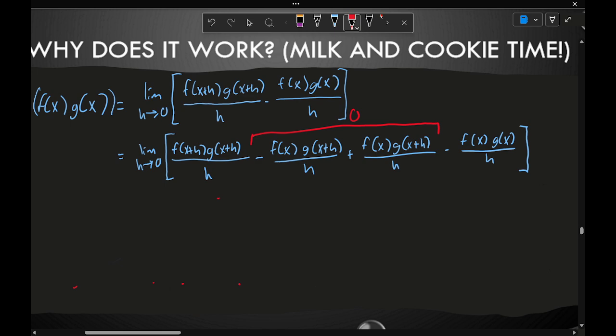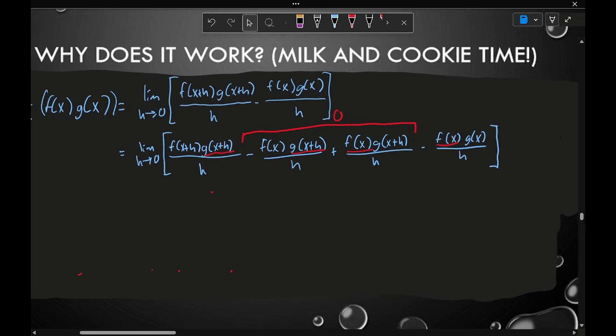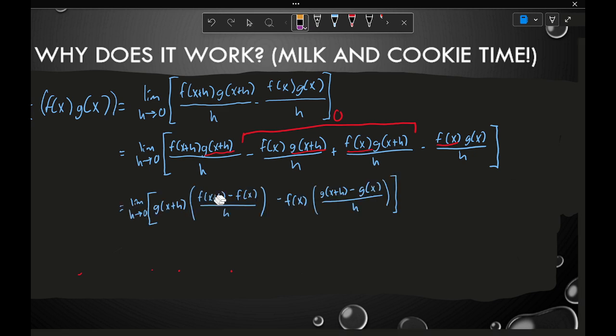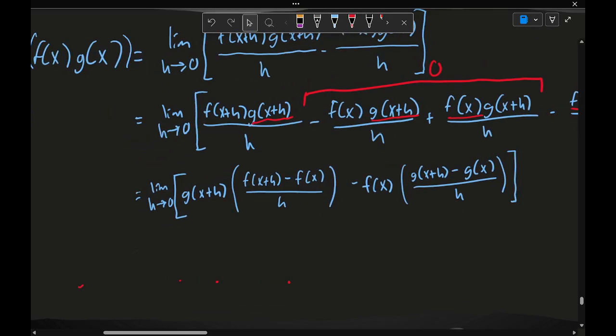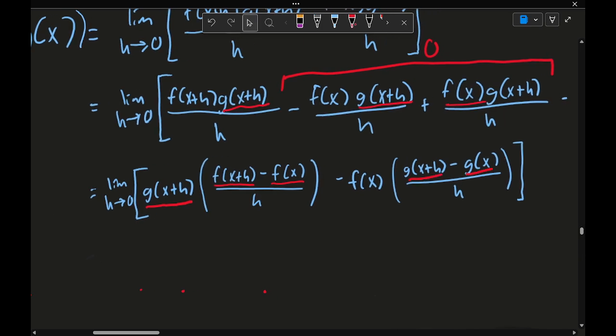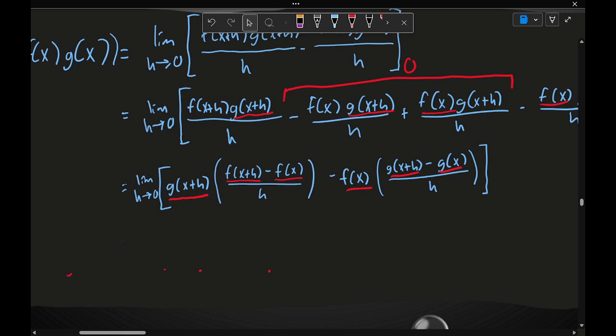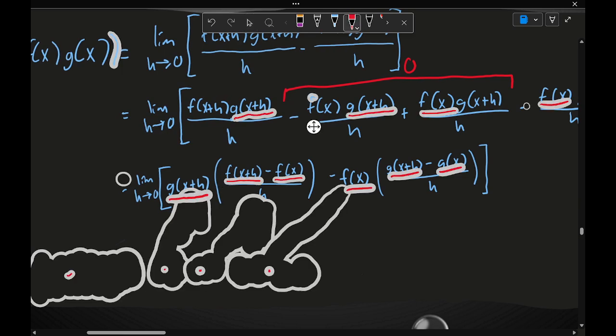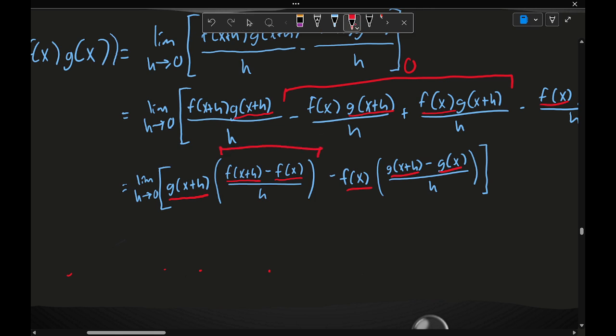So if you look here, in these first two terms, both of them have g of x plus h, and in the second two terms, both of them have f of x. So for both of those pairs of terms, we're going to factor those two things out, and what we'll get is this. So still a limit, right? But you have g of x plus h out in the front, and then the two terms here, f of x plus h minus f of x over h, and then same thing with g over here, and f factored out. So this whole thing is probably looking a little familiar right now.